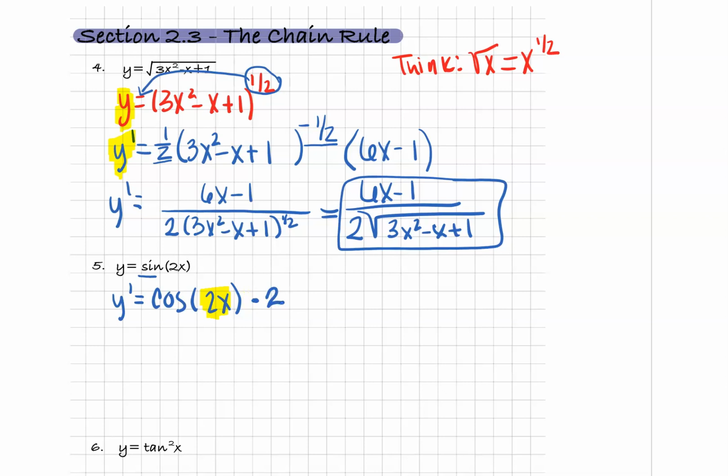Now the cleanup for this is to rewrite it with the 2 out front, because if you leave the 2 in the back, you might be tempted to put these two together, and we cannot. We are doing cosine of the 2x, and then we're multiplying that result by 2. So be very careful with how you're doing that, that you don't overwork the problem or simplify where you're not able to. And so that would be my final result.